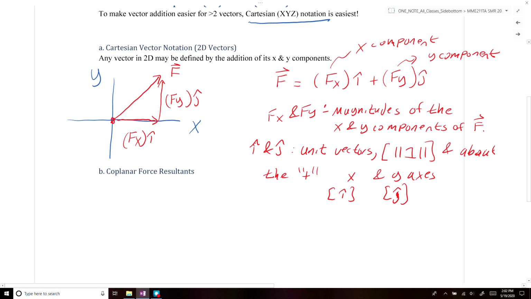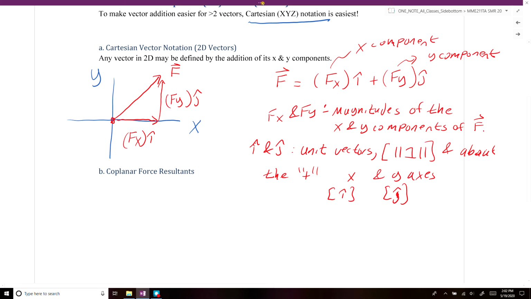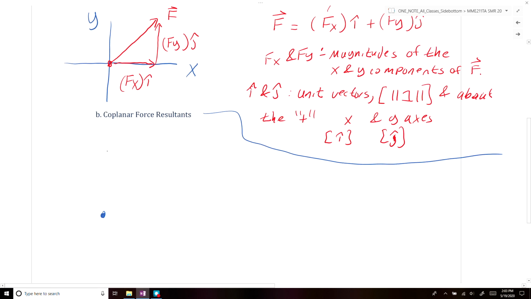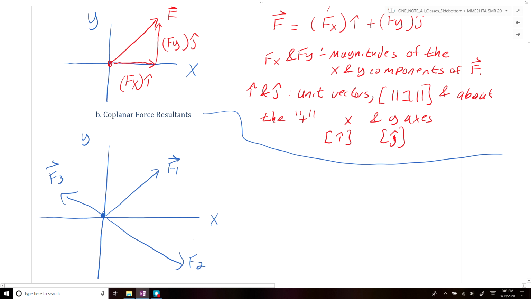The really nice thing about using Cartesian notation is you can add a lot of forces together really, really easily. So if you had, for example, acting on a single point, three forces: force 1, force 3, and force 2. And let's say that if you add those three forces together, you want to determine the resultant force R and the angle theta, or direction, of that resultant force. To determine it, we can use Cartesian notation.